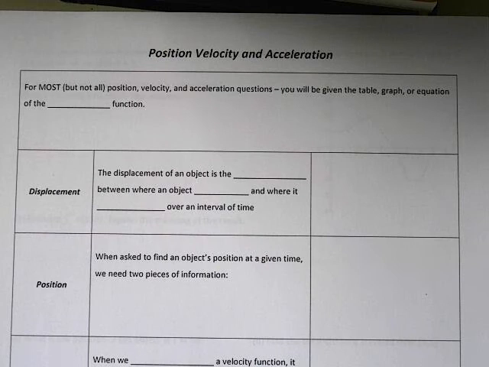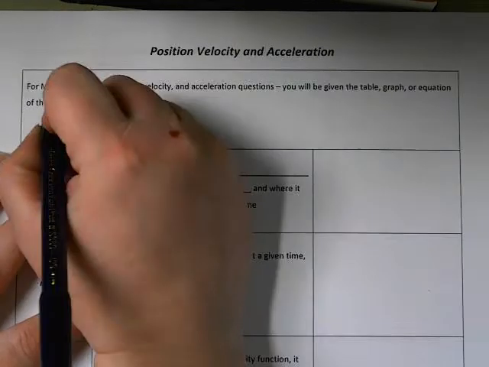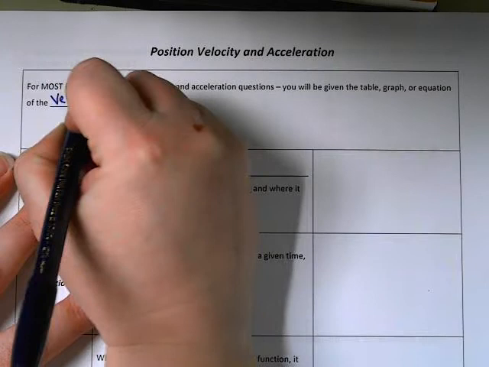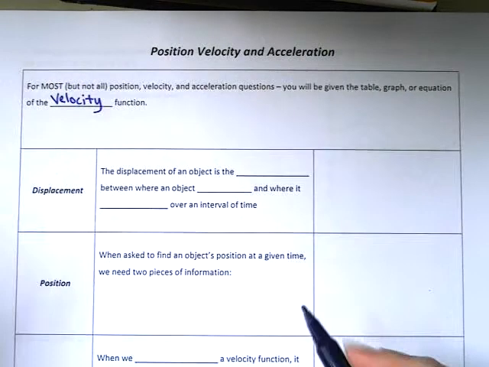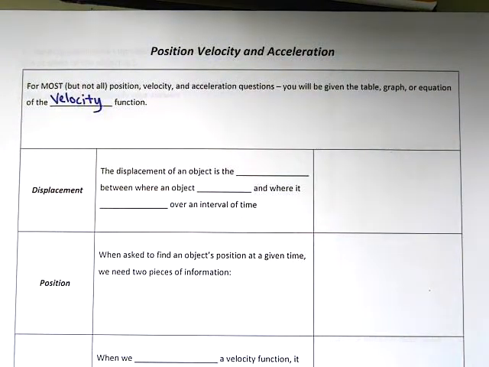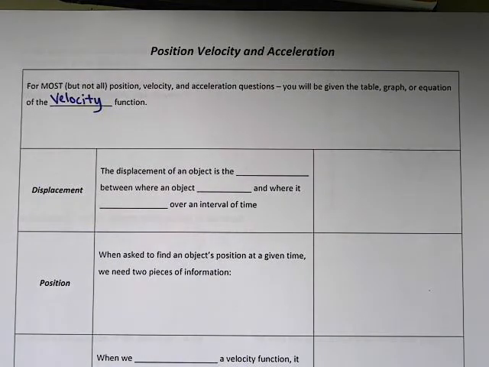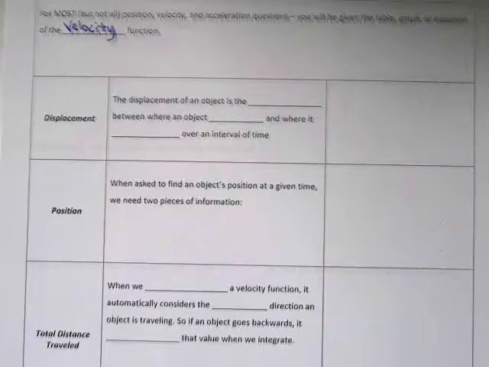So for most, but not all, of the position, velocity, and acceleration questions you're going to get on the AP exam, you're going to be given a table, graph, or equation of the velocity function. So when we define these words here, we've already defined them in the past, but when we define them here, we're going to be talking about them in terms of velocity. Now that's not going to be the only way that they appear on the AP exam, but it's going to be, for the most part, how they appear.